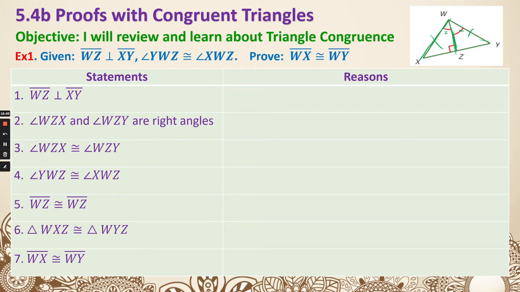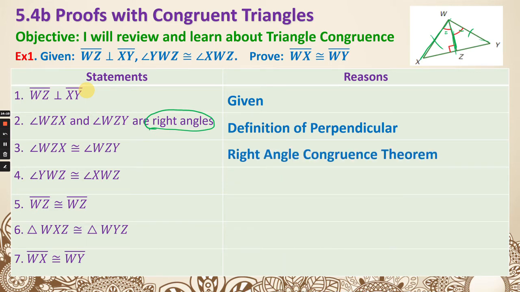And you can see the first step is they are perpendicular. That is given. And because they're perpendicular, that is the definition of perpendicular. So we can say they are right angles. And this next is something that should make sense, but we have never talked about it. It's called right angle congruence. It's basically saying all the right angles, they are congruent. That's what it is. That's right angle congruence.